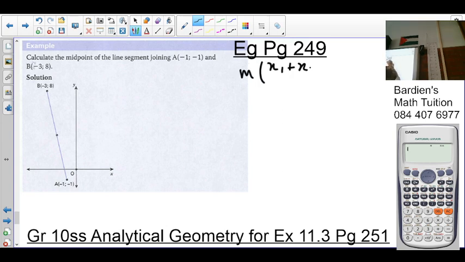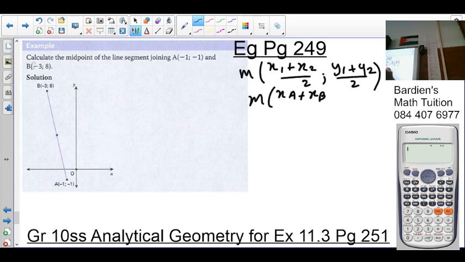x1 plus x2 over 2, y1 plus y2 over 2. Or we have xA plus xB over 2, yA plus yB over 2. Okay. So to calculate the midpoint, if this is coordinate B, that will be xB and yB, and xA and yA. You see that, people?